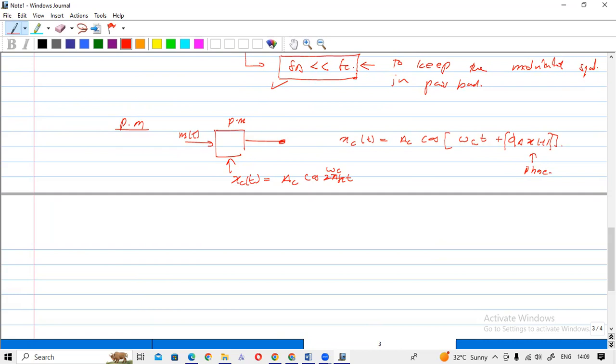And using the phasor diagram, I think you know how to draw the phasor diagram for signals. Anyhow, I have explained it in the PM lecture, you can refer to that. Using the phasor diagram, you can interpret that this phase change also leads to a frequency change. That is why in a phase modulated signal also, the frequency of the modulated signal is changing from time to time. So this is it.